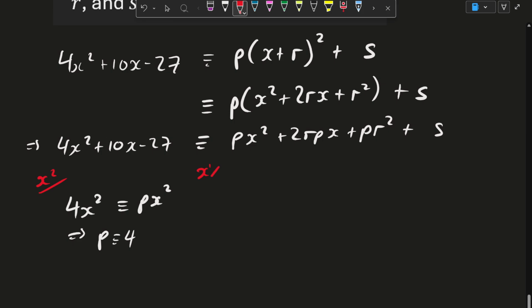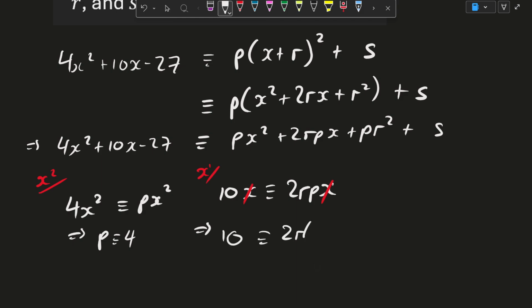Then if we look at the x to the 1 terms, on the left-hand side, we have a 10x. And on the right-hand side, we have a 2rpx. Now, the x's are going to cancel, and we know what p is. We know p is 4. So we get 10 is identically 2r times 4. So we get r is 10 over 8, which is 5 over 4.